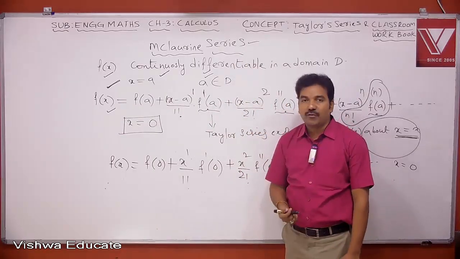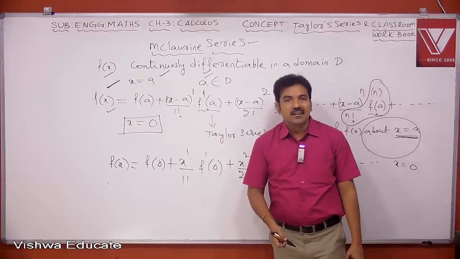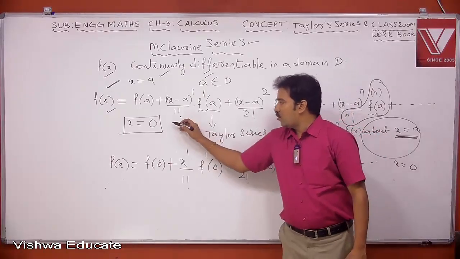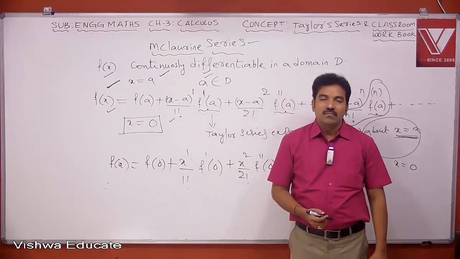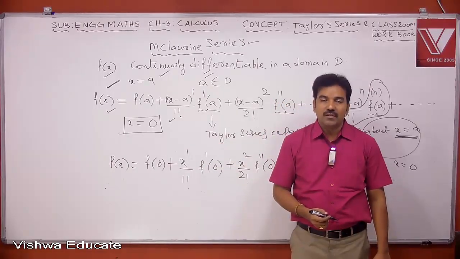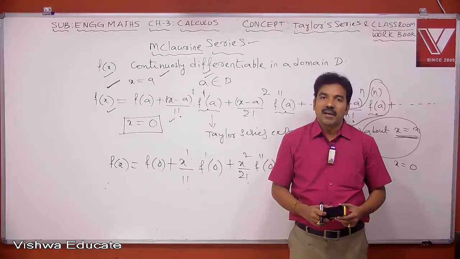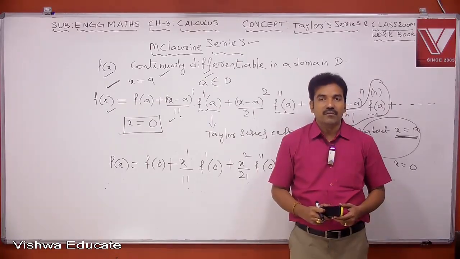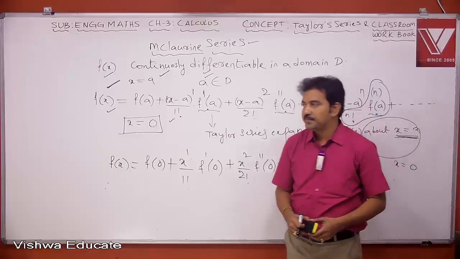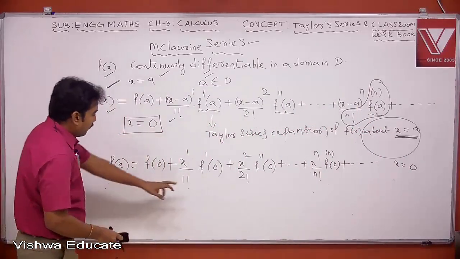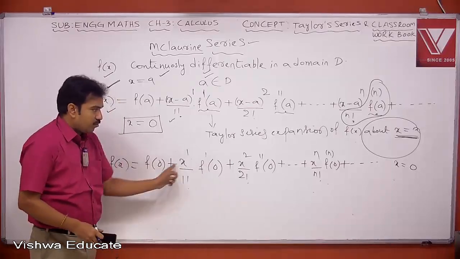The Taylor series expansion of f of x about x equal to 0 is called a Maclaurin series expansion of f of x. Therefore, f of x equal to this expansion. Write this.